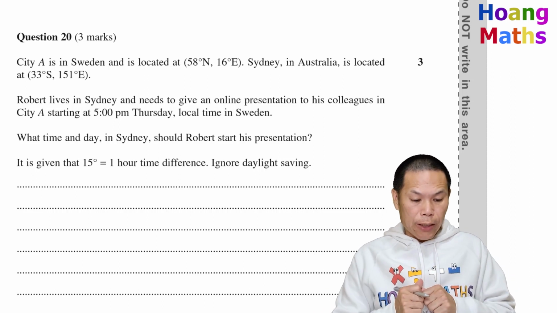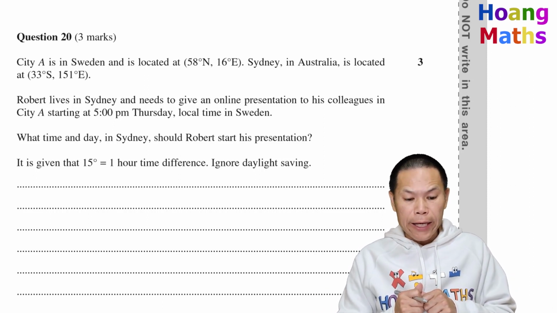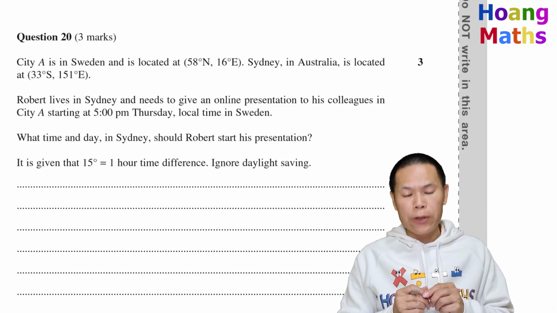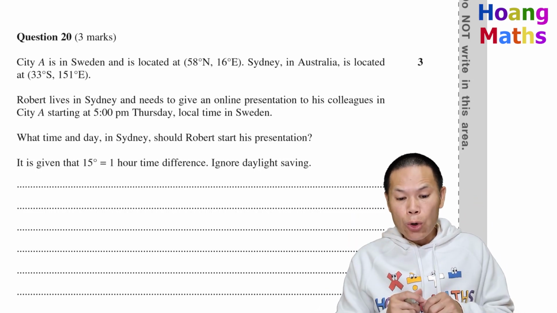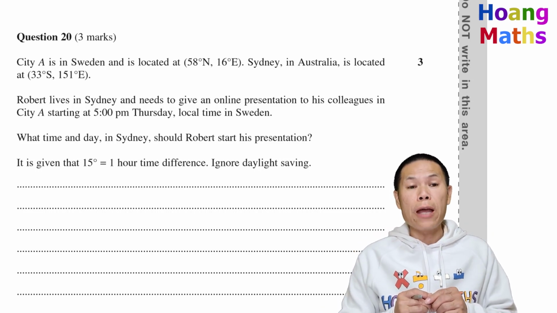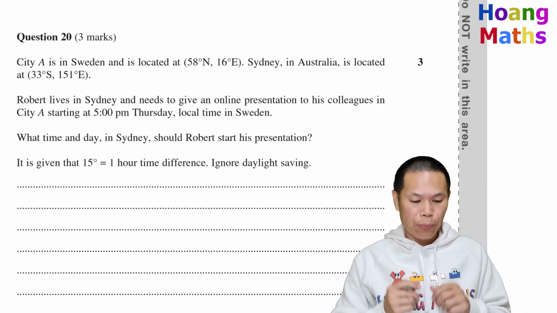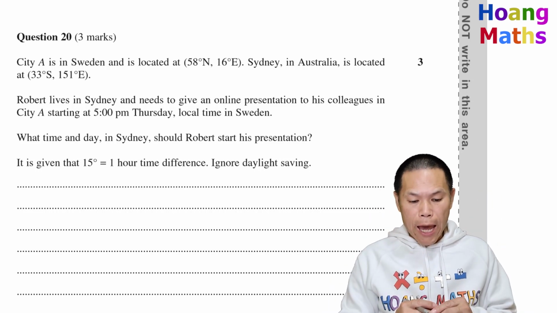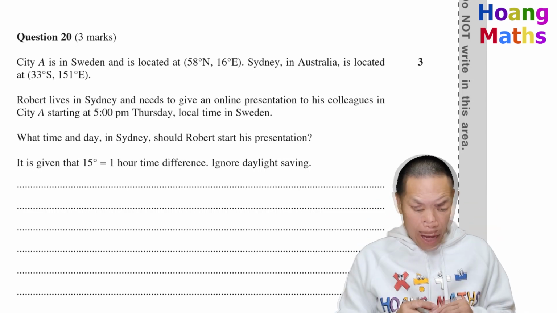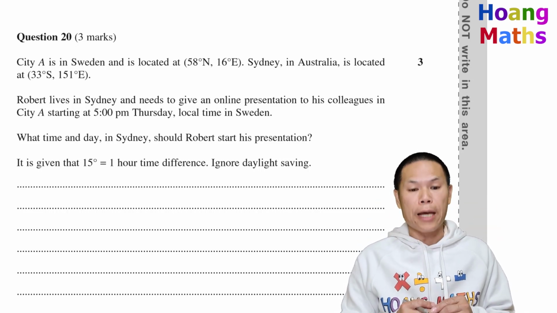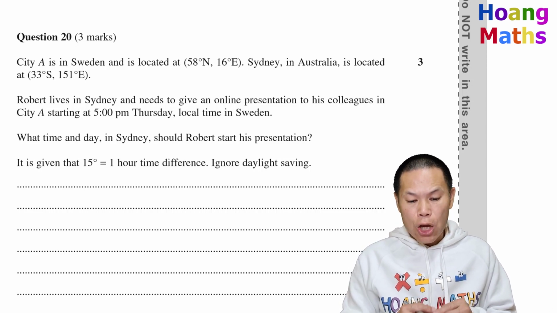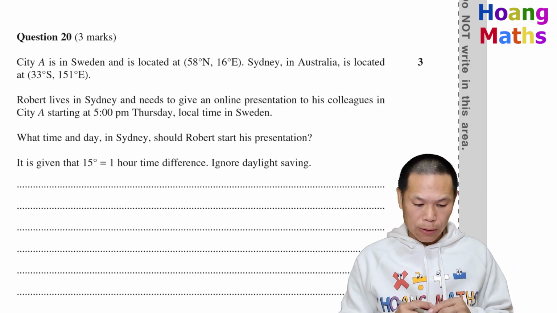Question 20. City A is in Sweden and is located at 58 degrees north and 16 degrees east. Sydney in Australia is located at 33 degrees south and 151 degrees east. Robert lives in Sydney and needs to give an online presentation to his colleagues in City A starting at 5 p.m. Thursday, local time in Sweden. What time and day in Sydney should Robert start his presentation?